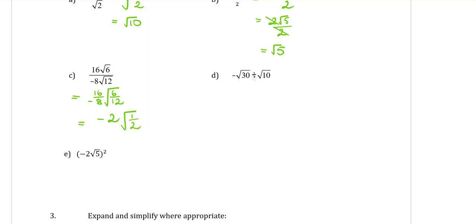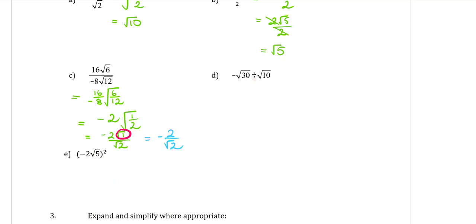If you split that apart again, you would have minus 2 square root of 1 over square root of 2 on the bottom. This square root of 1 on the top, that's just equal to 1. So if you times 1 with the minus 2, your answer would be minus 2 over root 2.